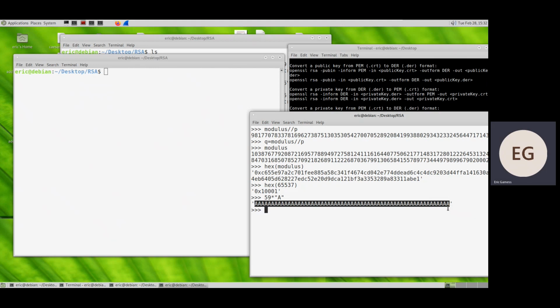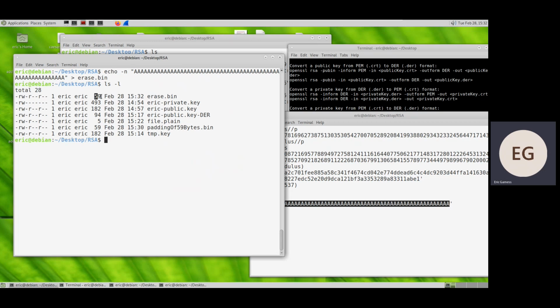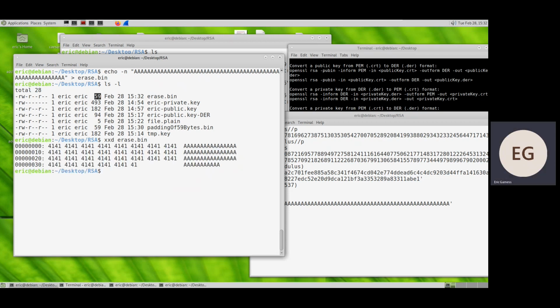So I tell Python 59, and I do an echo -n. I paste this string that I copied, and put it in the same file, erase.bin. Now, if I look, erase.bin has 59 bytes, as you can see. And if I look inside this file, it has 41 repeated 59 times, because I want capital A 59 times inside. So you see how we generate a file as we want.